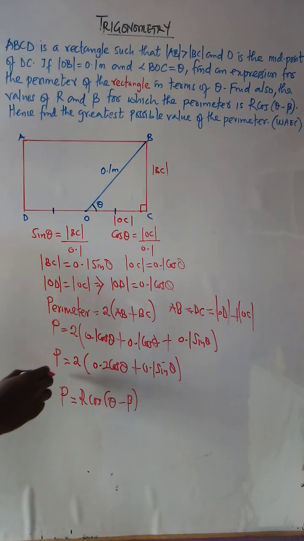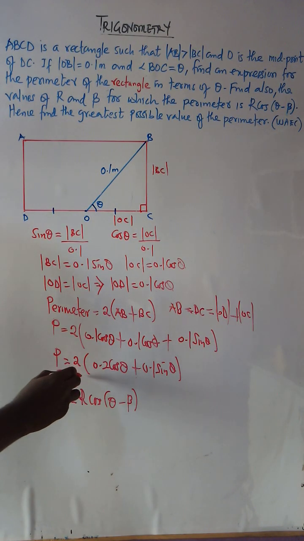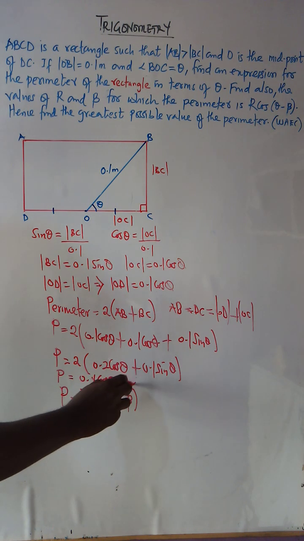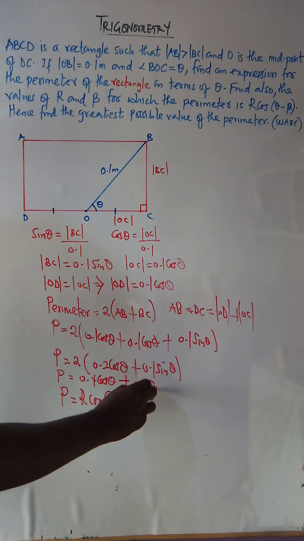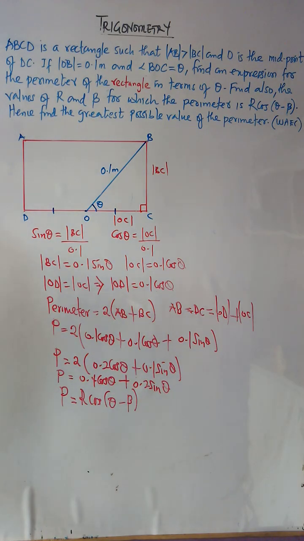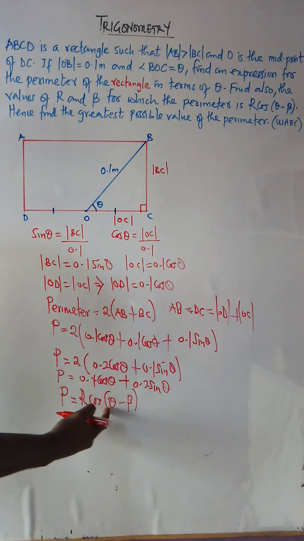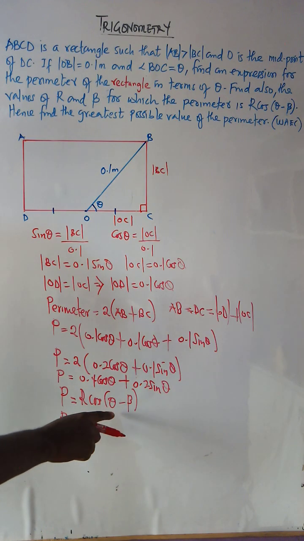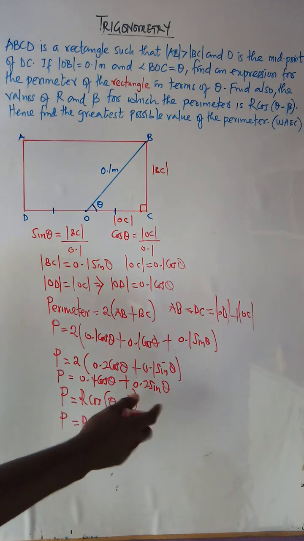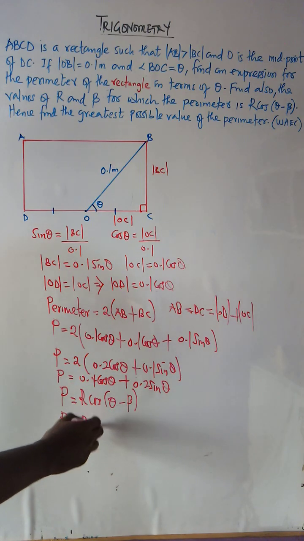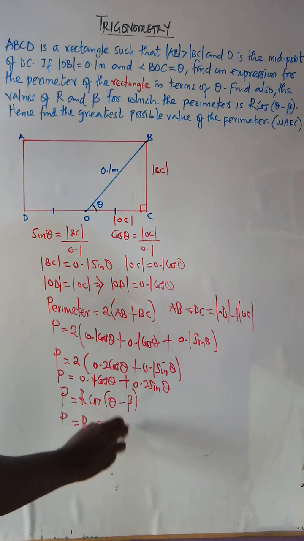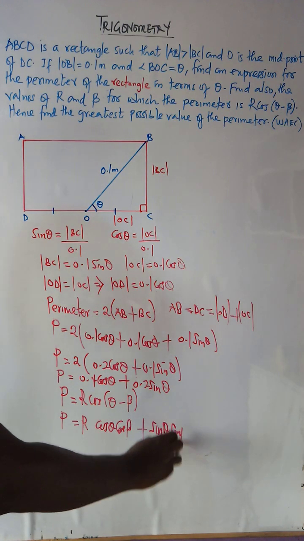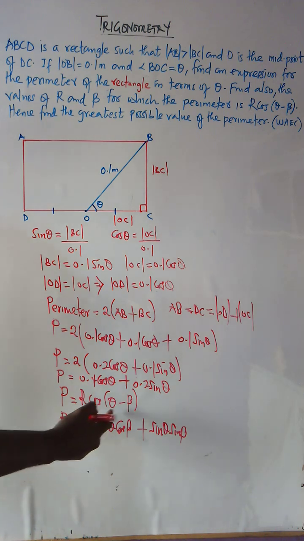Let's expand this. So here we have P equals 2 times this, which gives us 0.4 cos theta plus 0.2 sin theta. What next? Let's expand this also. This is cos(A minus B). So the perimeter becomes R times, let's expand this one. Cos(A minus B) is cos A cos B plus sin A sin B. So this is cos theta cos beta plus sin theta sin beta. That's the compound angle. This is our A, this is our B.